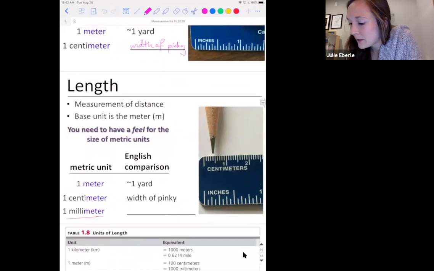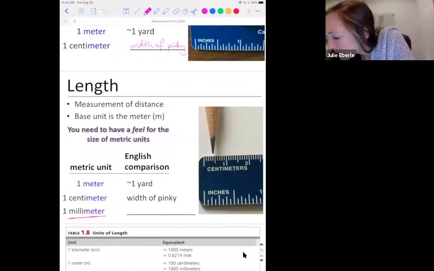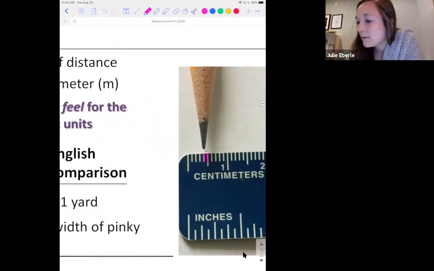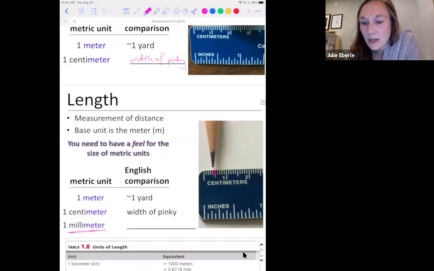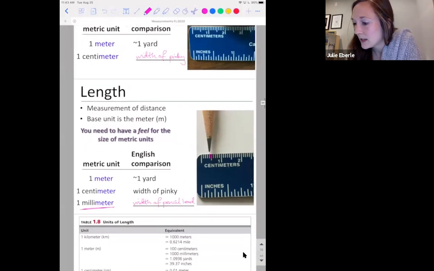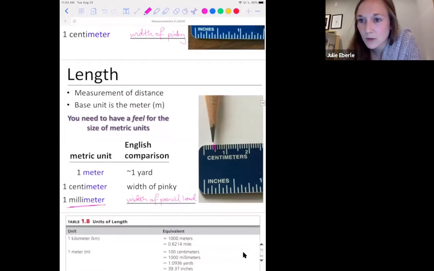Okay, what about a millimeter? If you look from here to here, that is a millimeter. Okay, that distance is, I'll zoom in, it's very, very small. That's a millimeter. It's about the width of your pencil lead, okay? So it's a very, very small distance. Again, I'm just trying to give you tangible examples so you understand how big these units and prefixes are.